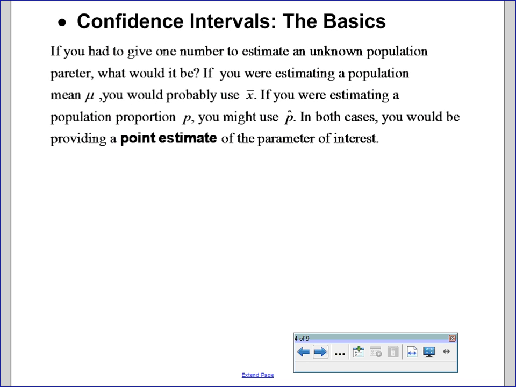So a confidence interval. If someone asked us to estimate some population parameter, if we were going to try and estimate some mean value, we would estimate it with x bar. If we were going to estimate a population proportion, we'd use p hat. And this is what's known as a point estimate. We're saying, bang, there's our estimate.